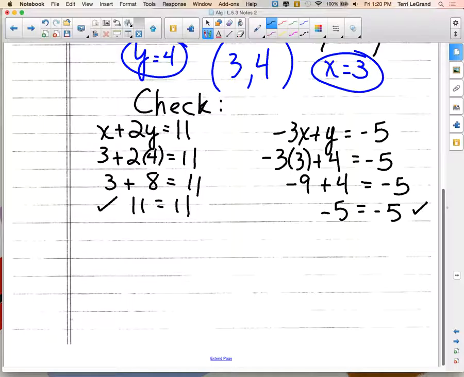And it should check out. Mine checked out. Yours? So just a little bit more complication, but it's still pretty easy to do when they're in standard form. Much easier than having to use the substitution method, isn't it?